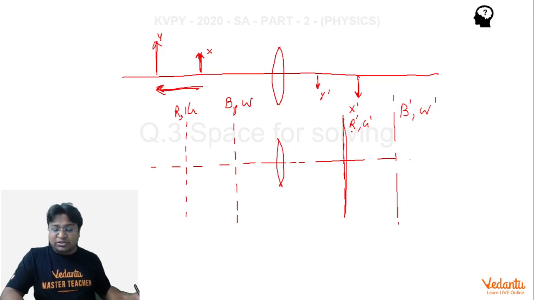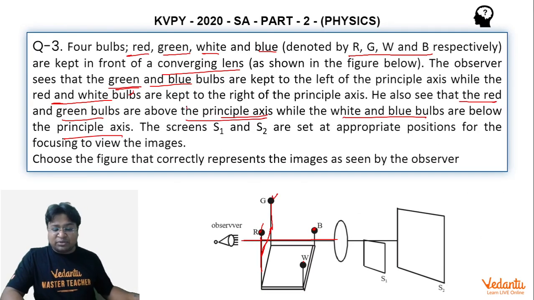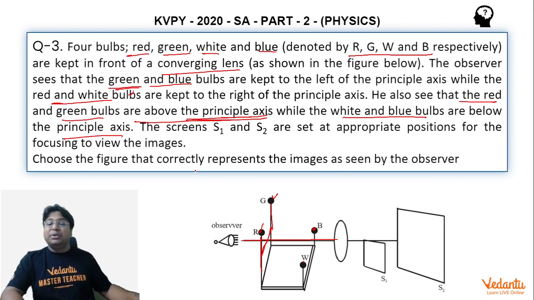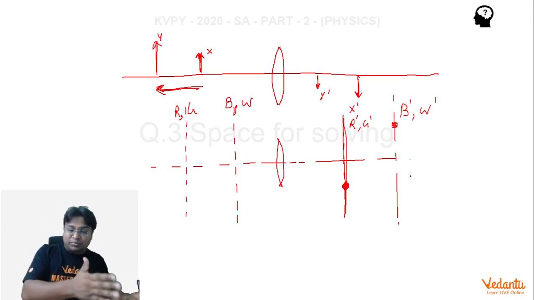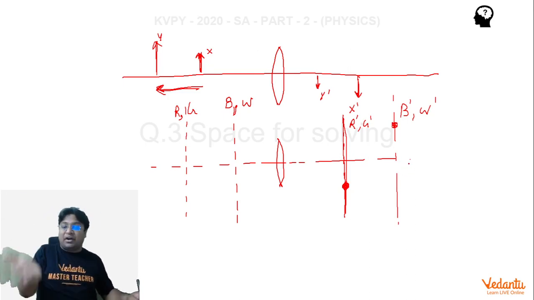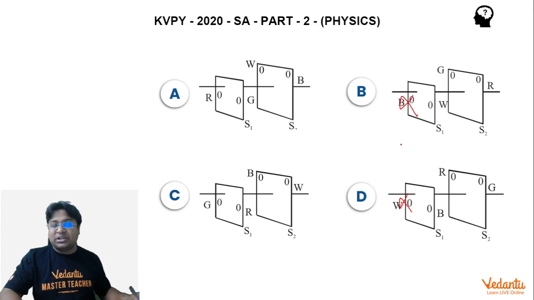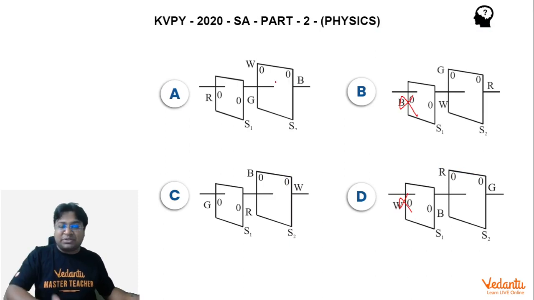Right now we are sure that R and G would be here and B and W would be here. Now, if I go back to the question, it says that R and G are above the principal axis. So in the image, they should be below the principal axis. So the images of R and G should be here, and the images of B and W should be here. So B and W should be on screen 2 and on the upper side. Let's check which option. Option A has B and W on screen 2 and they are above the principal axis. Here also they are above the principal axis.